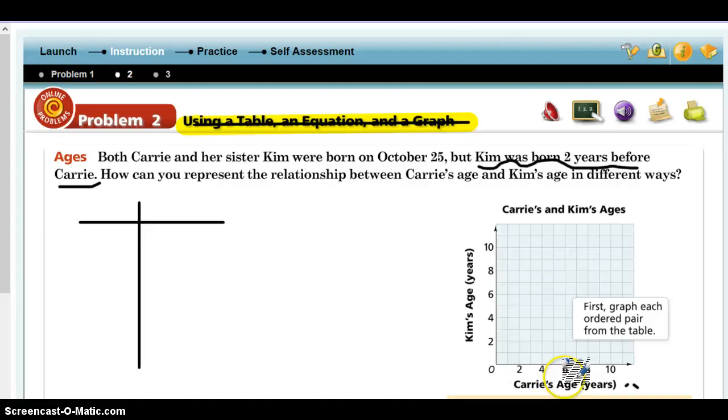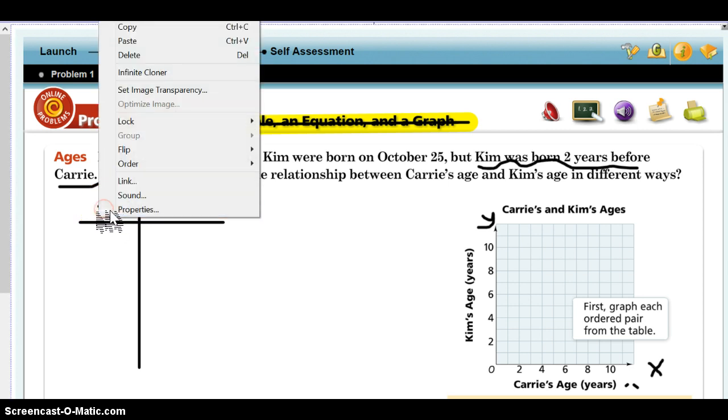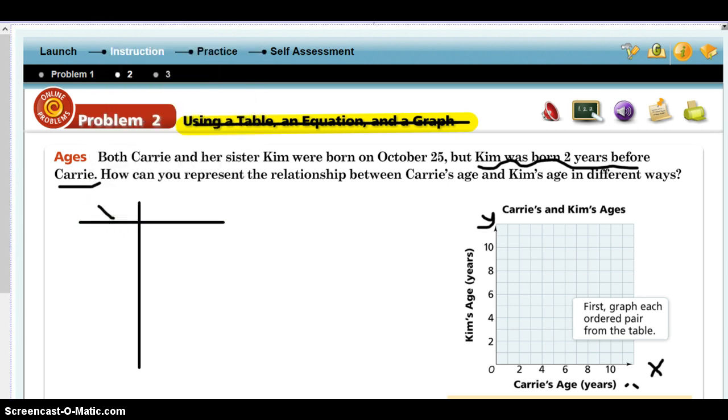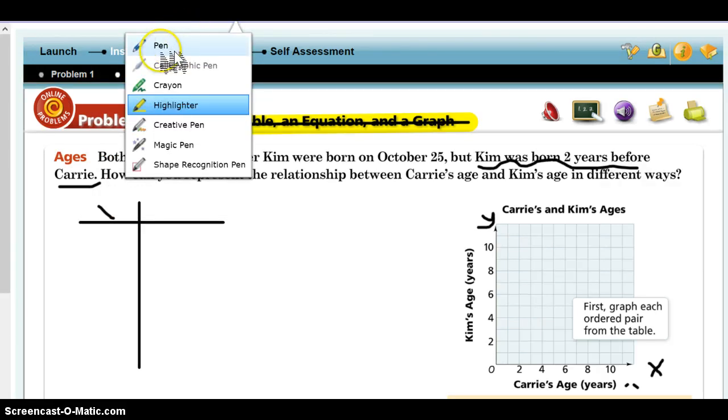So here's what I've got. Carrie's age is down here, and Kim's age is up here. So this is my x. Here is my y. So over here, I'm going to write x and y, and I'm writing on my laptop, and sometimes it gets a little bit touchy.